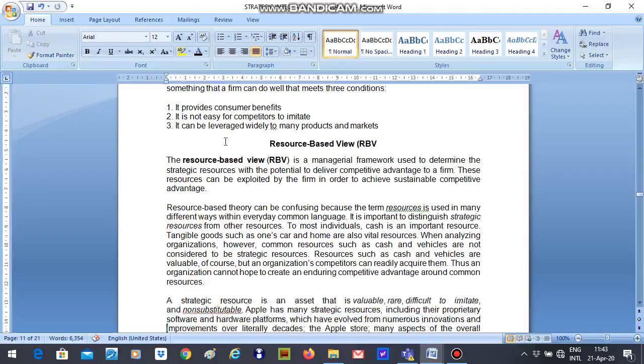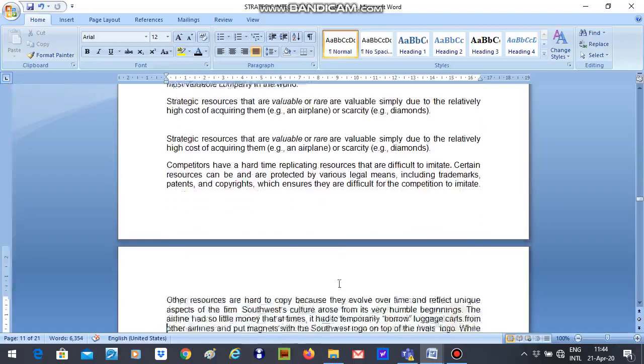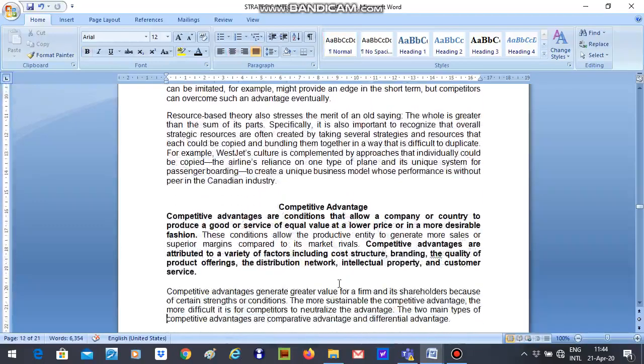Okay, let's go down to resource-based view. Resource-based view is a managerial framework used to determine strategic resources with the potential to deliver competitive advantage of a firm. So you are looking at your resources. You can look at your inside and the outside resources. The inside is what you have, your resources, your capabilities, your strength, that you can use strategically to come up with a product or services that will help you to be at a competitive advantage. Or outside, you look at the outside resources. What resources do you have outside that you can bring inside and then produce to help you to become the leader of the market?